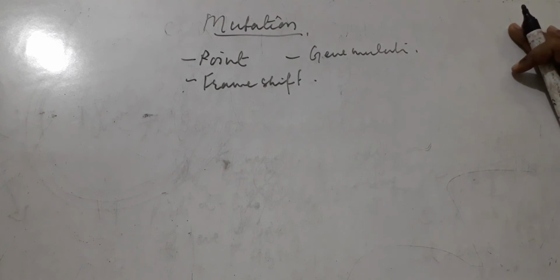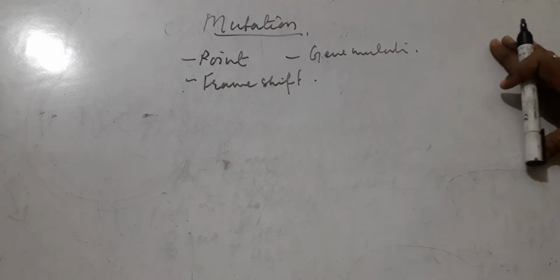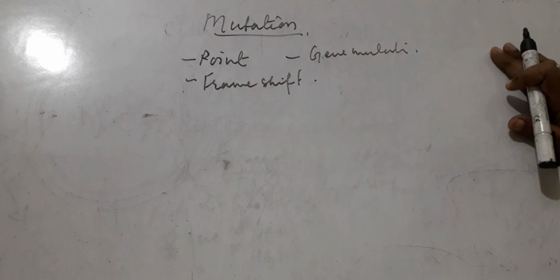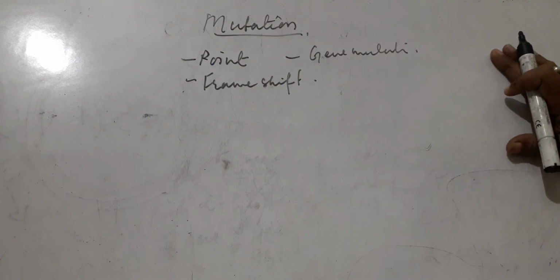Some errors are there, so that is the point mutation. We can give the example of sickle cell anemia, where one nucleotide is changed.